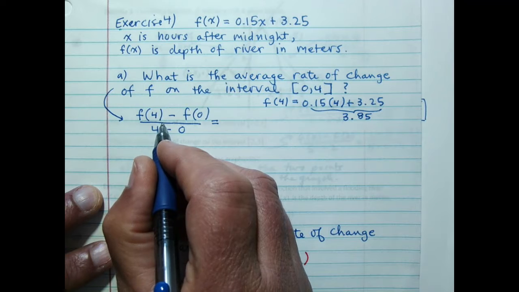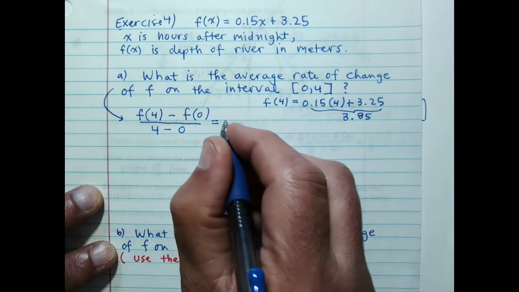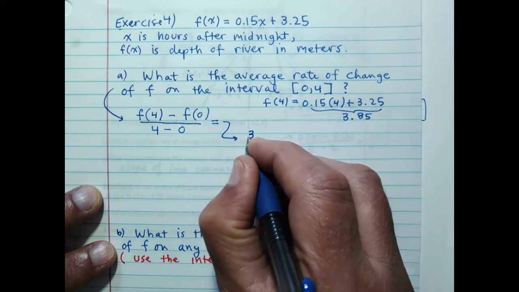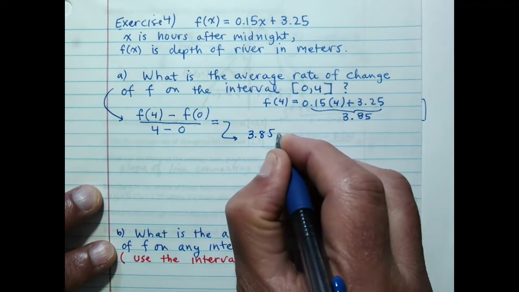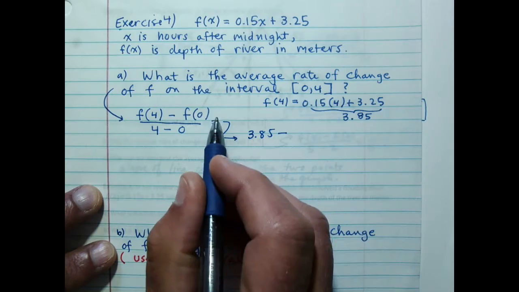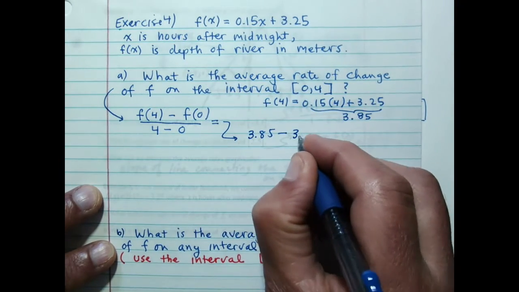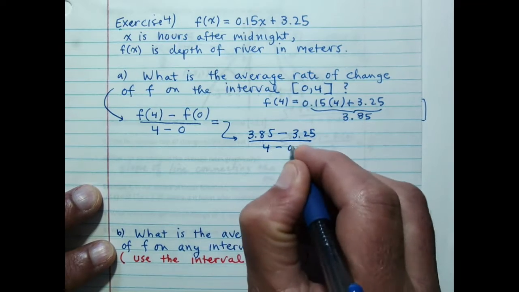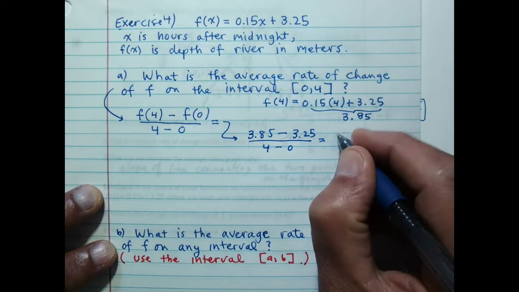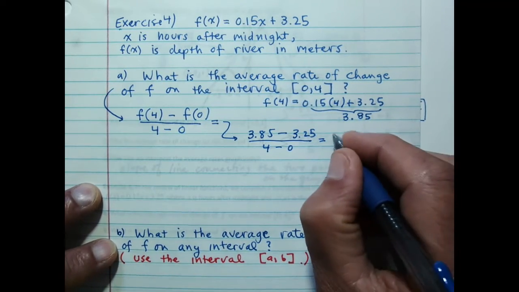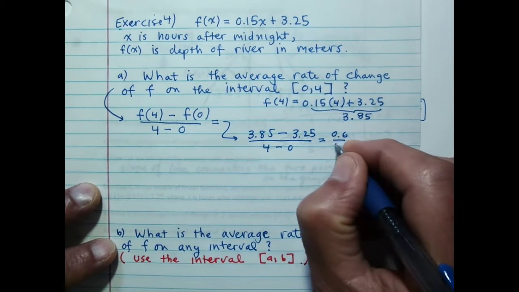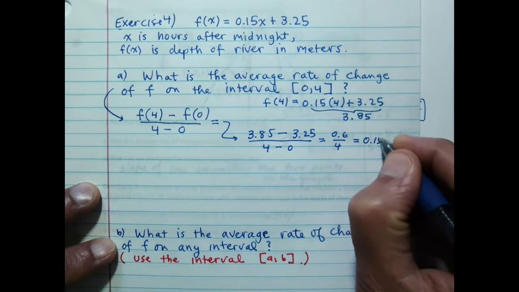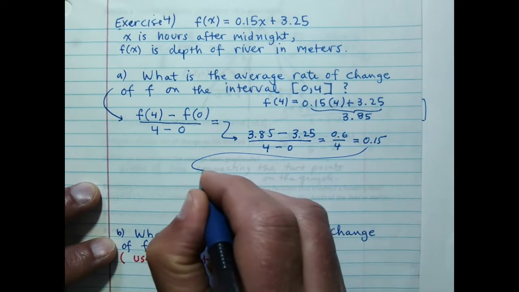So let's go back to this calculation. F of 4 minus f of 0. I'm going to lower this down a little bit. F of 4 is 3.85. Minus f of 0 is 3.25 over 4 minus 0. I get 0.6 over 4, or 0.15. Bring this over here.